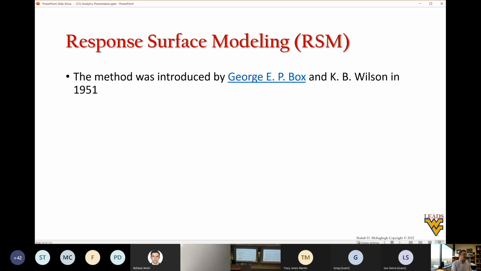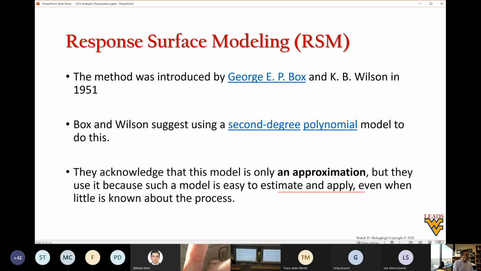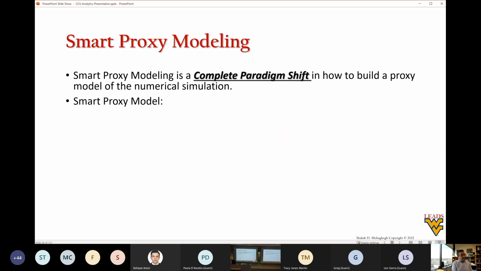That is ROM. And the other one, response surface model, RSM, is a method that was introduced by George Box and Wilson in 1951. They suggested using a second-degree polynomial model to do it, and they acknowledged that this model is only an approximation. Remember, the last one was simplification. This one's an approximation. But they use it because such a model is easy to estimate and apply even when little is known about the process. So why did I tell you?